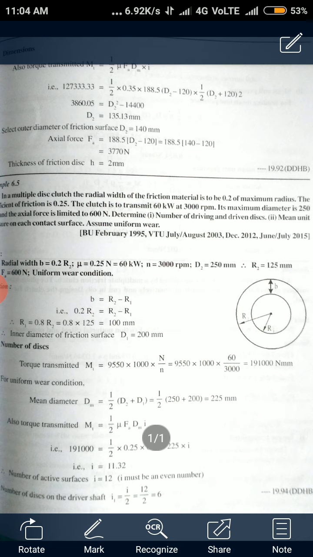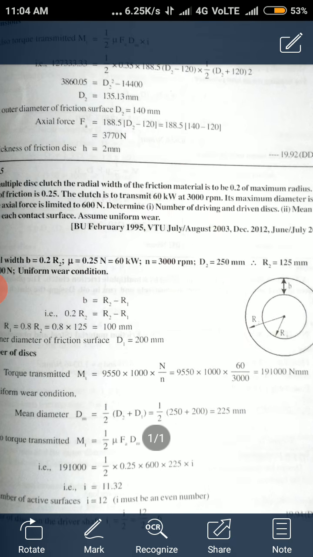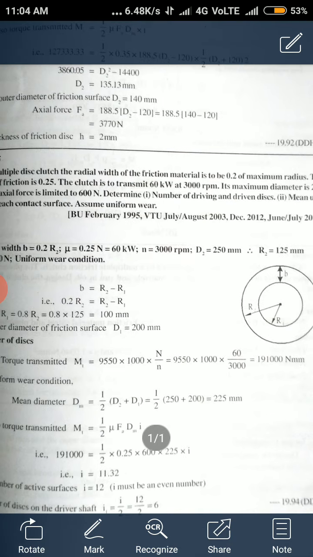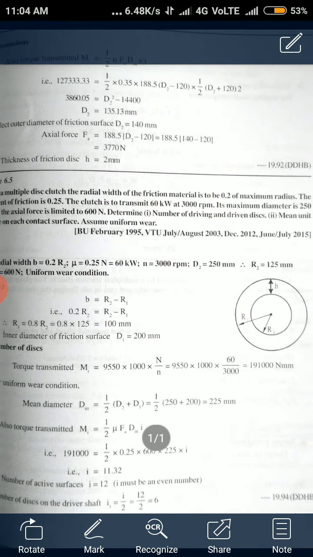Then, as he said, assume a uniform wear condition. Mean diameter is 1 by 2 (d1 plus d2), so we'll get 225 mm. Torque transmitted, one more relation to find the I value now, because we know Fa, we know dm. So Mt equal to 1 by 2 mu Fa dm into I. So 191,130 equal to 1 by 2 into 0.25 into 600 into 225 into I. So I equal to 11.32.